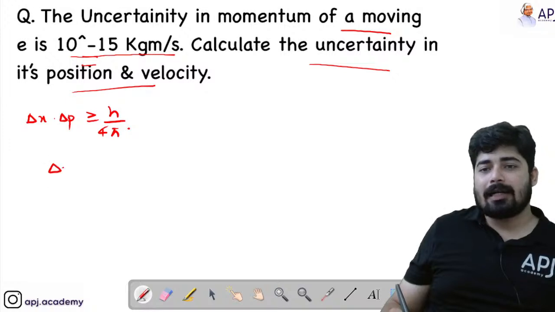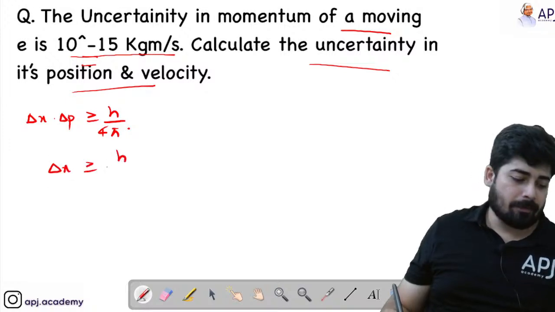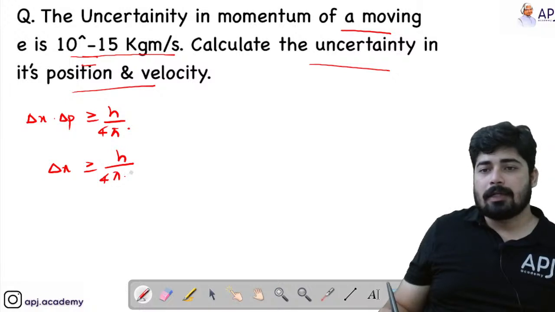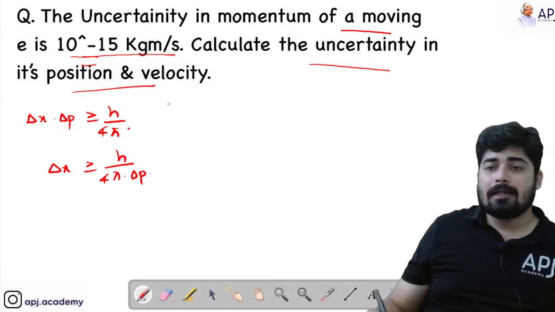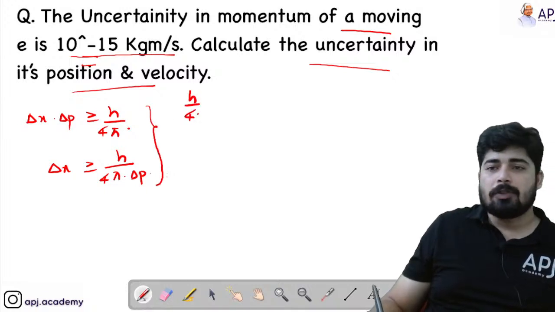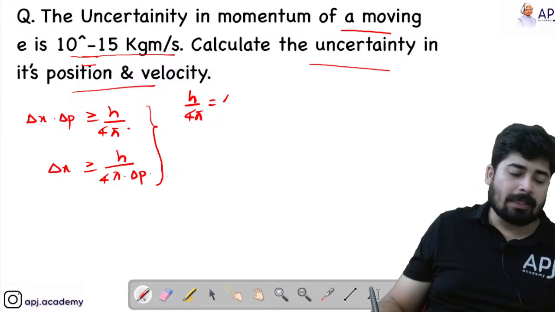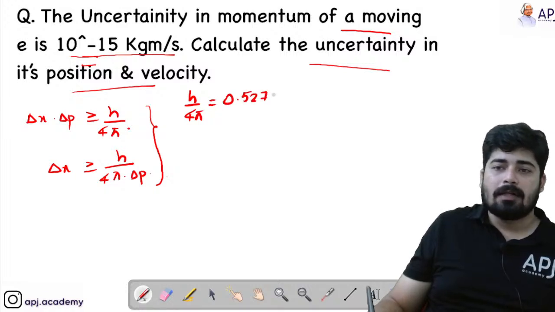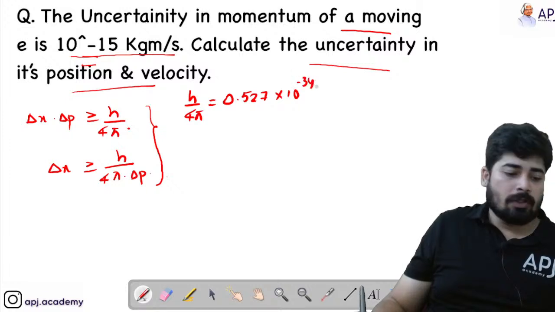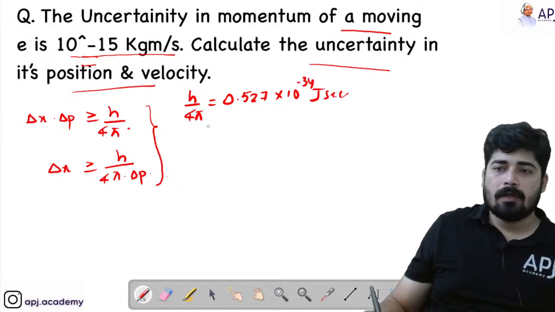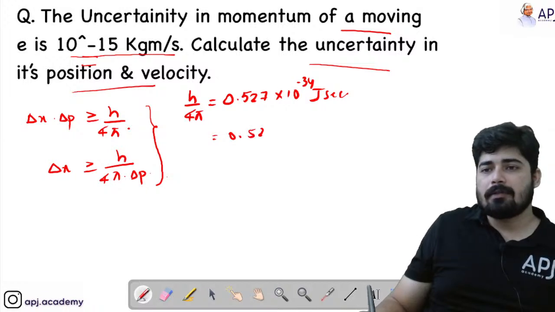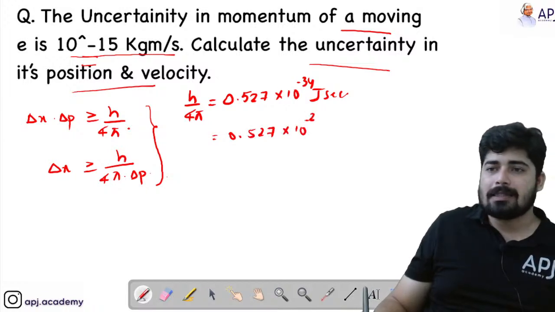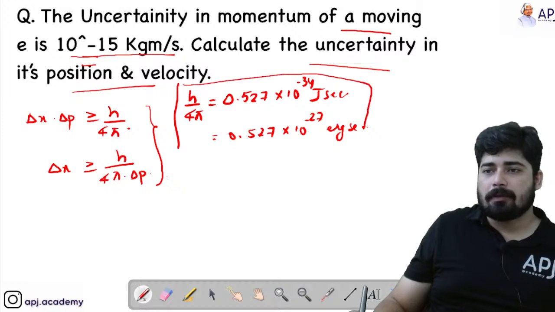Δx ≥ h/(4π · Δp). Let me give you a simple trick: just remember the value of h/4π, that is 0.527 × 10^-34 joule second, or equal to 0.527 × 10^-27 erg second. Okay, so this will make your calculation much simpler.